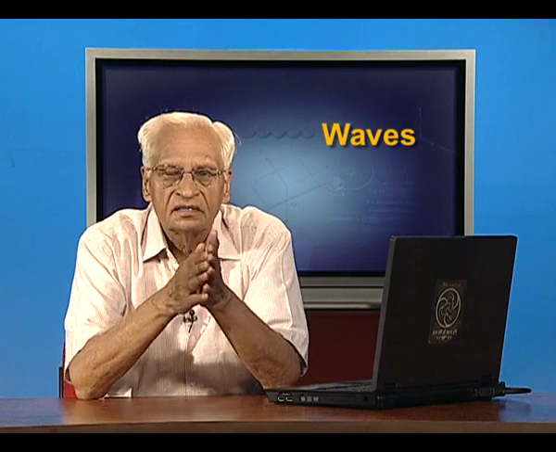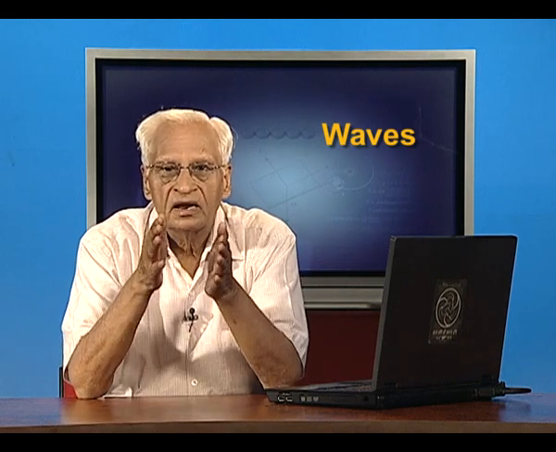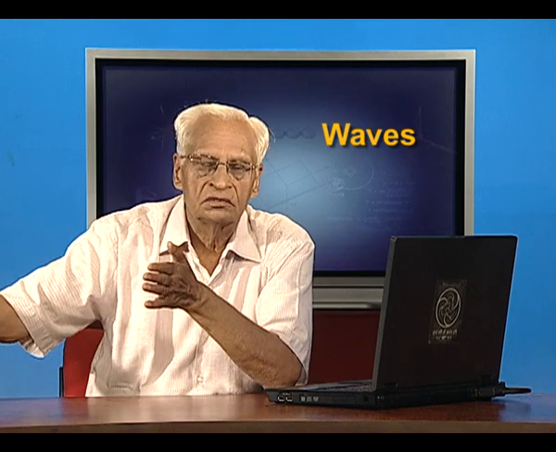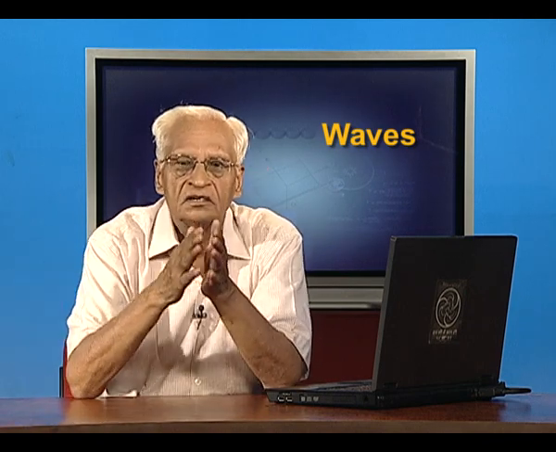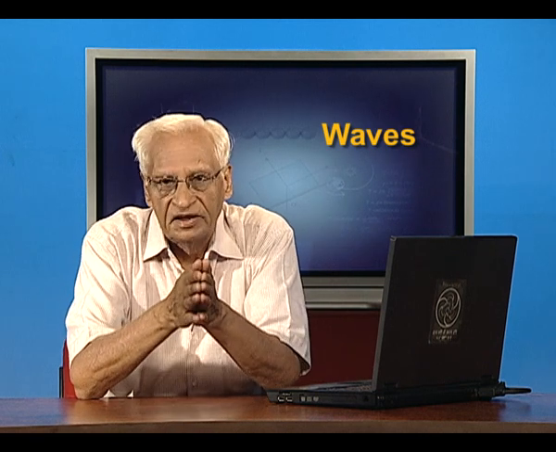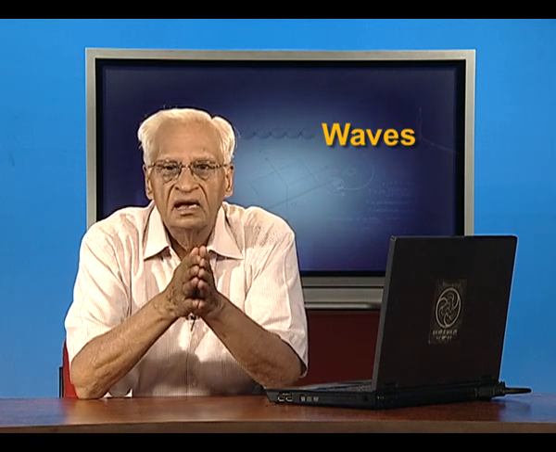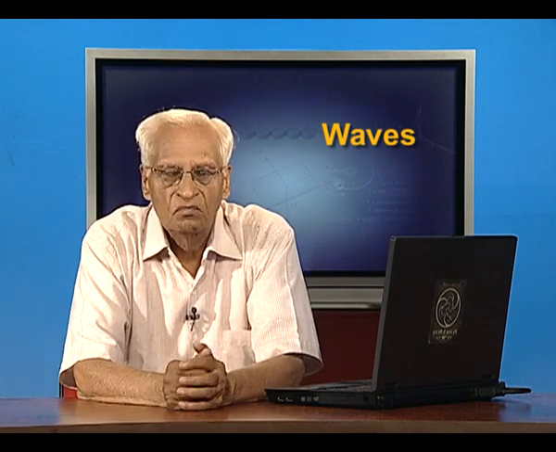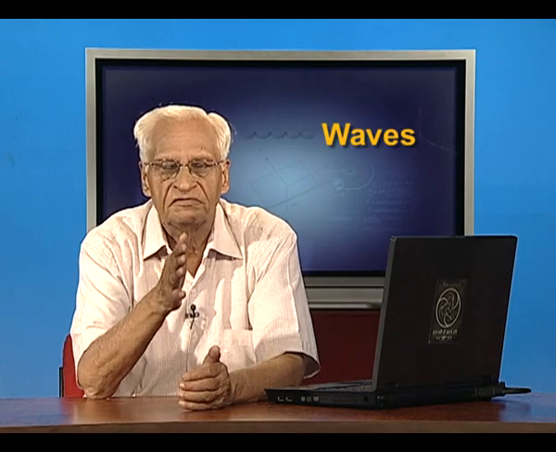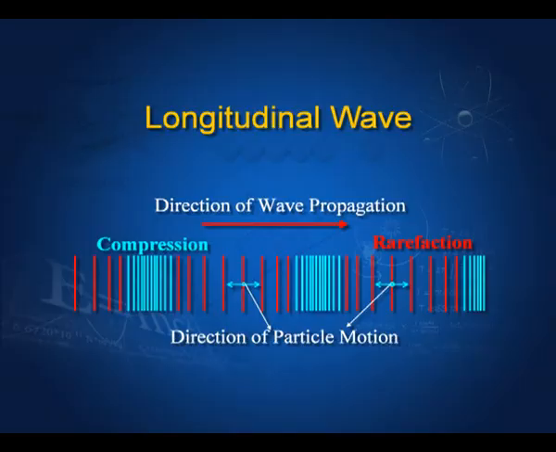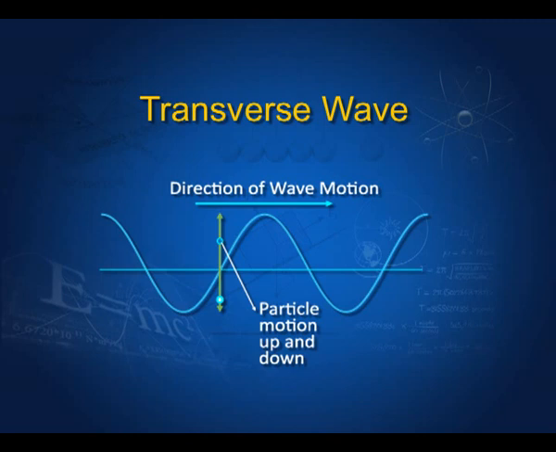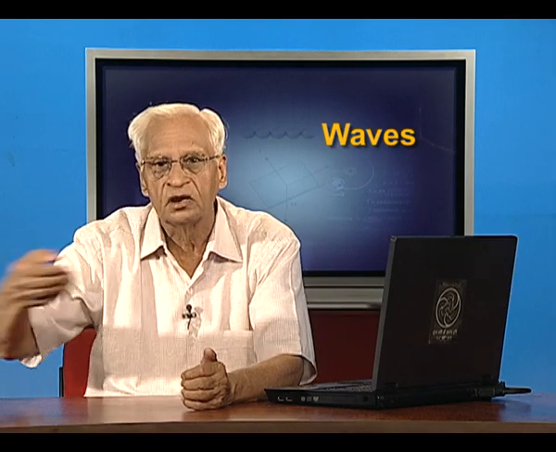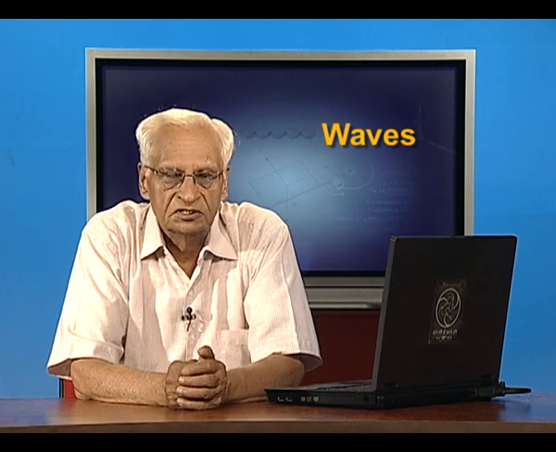We also learnt that there are waves which require a material medium to transmit or to propagate. These waves are called mechanical waves. On the other hand, there are waves like electromagnetic waves which do not require any medium for propagation. Then we learnt that there were two types of waves: longitudinal waves, in which the particles oscillate in the same direction as the propagation of the wave, and transverse waves, in which the particles oscillate in a direction perpendicular to the direction of wave propagation.